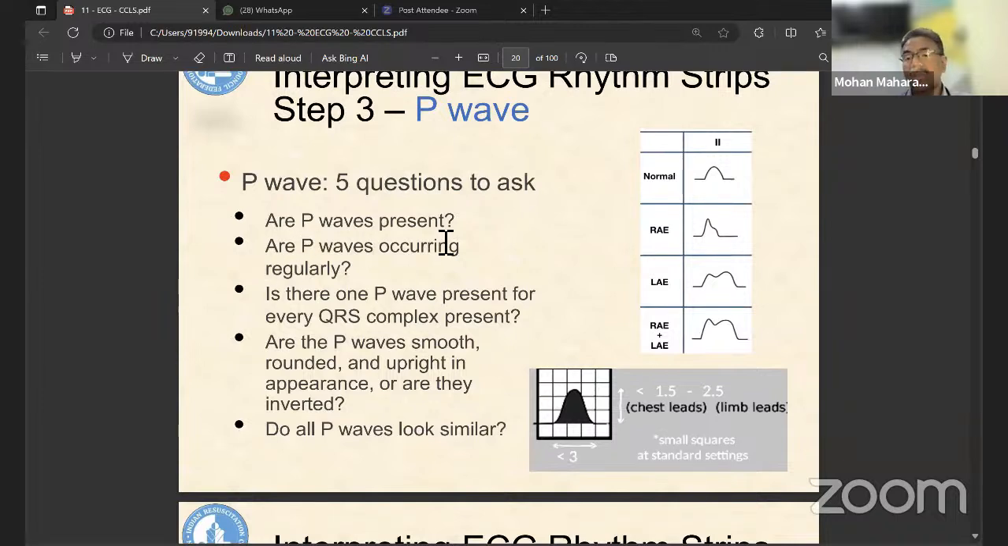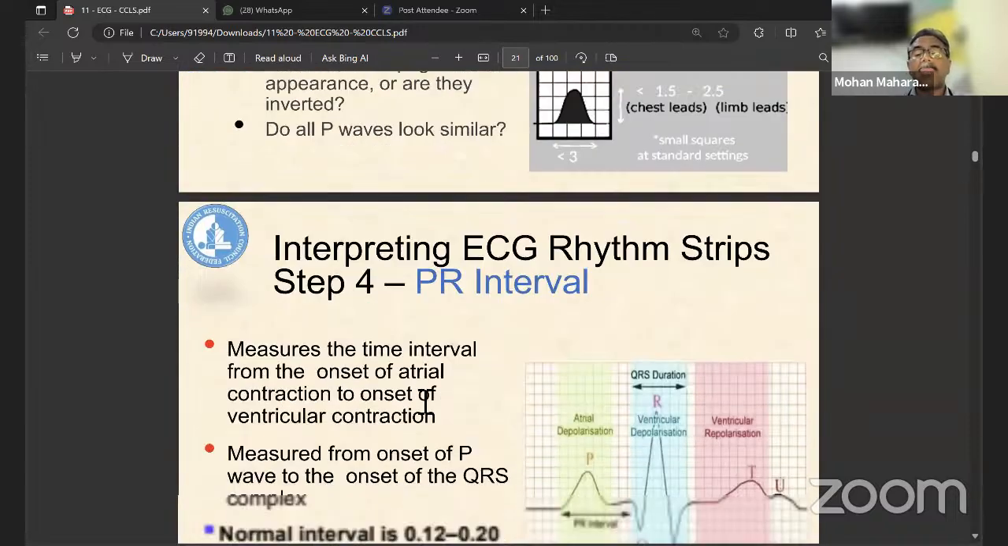So, are P waves present or not? That has to be seen. Are P waves occurring regularly, like a PP interval, is more important. And is there a P wave present for every QRS? Please understand, a P wave for every QRS complex is very, very important. Then, are the P waves smooth, rounded, and upright in appearance, or are they inverted? As I told you, this is how you can see the P wave difference on the ECG and identify the differential diagnosis.